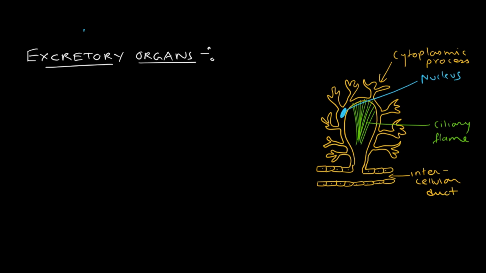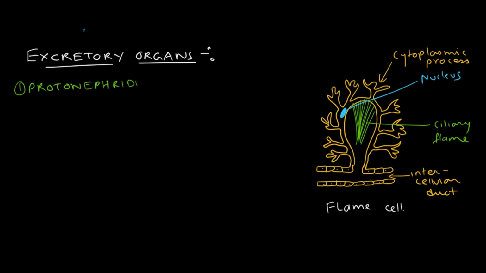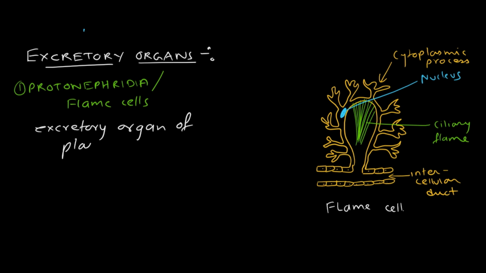They are mainly involved in maintaining the ionic balance inside the body fluid. So this is the flame cell, and alternatively it is also known as protonephridia. Let me write down the examples in which these cells are present. It is the primary excretory organ of phylum Platyhelminthes, rotifers.